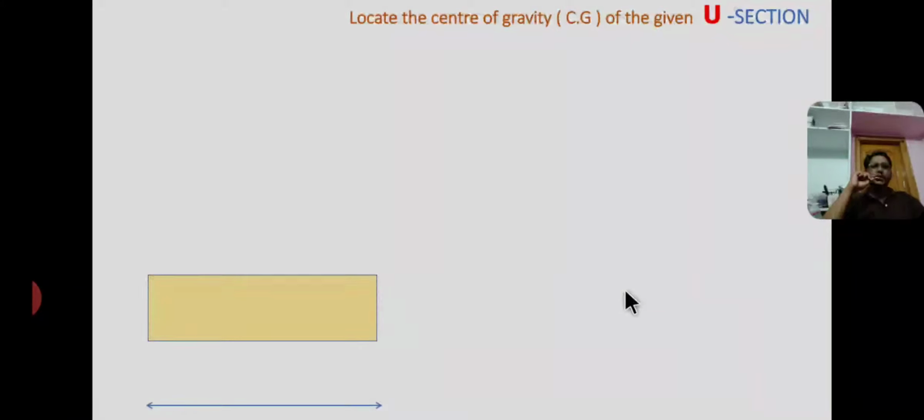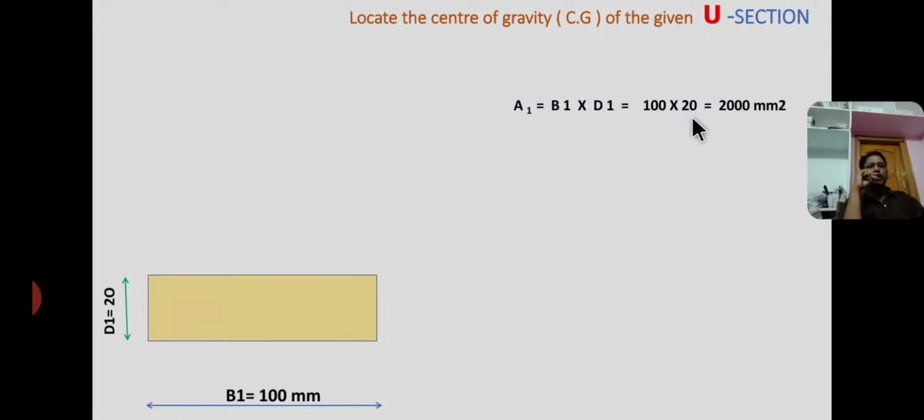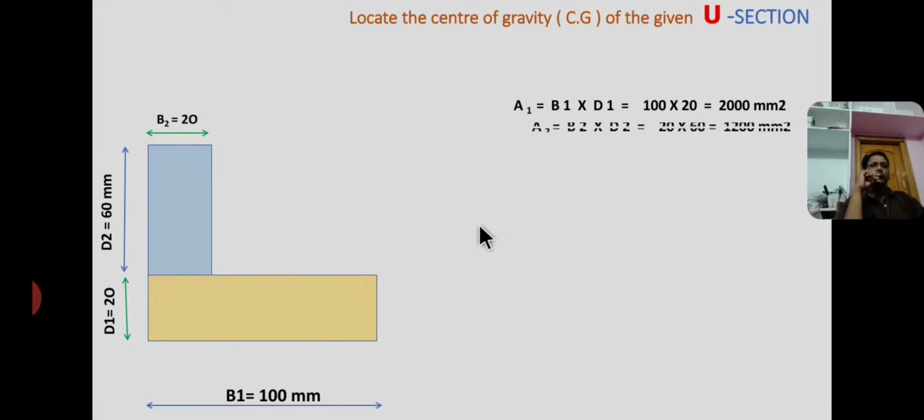Now look at the, first of all you have to find the location of centroid. That's why I am taking the areas. A1 is the area of a bottom rectangle, that is A1 equal to B1 into D1, that is equal to 100 by 20 is the area of a bottom rectangle. So that is area 1 equal to 2000 mm square, and area 2 is the area of a left side rectangle, that is base 2 into depth d2. So A2 equal to B2 into D2, that is A2 equal to 20 into 60 equal to 1200 mm square.